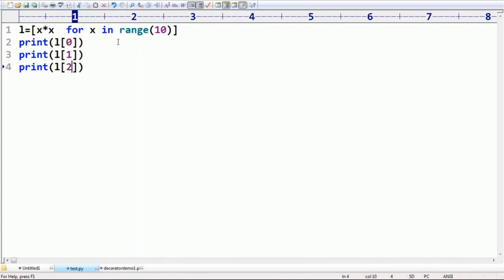How many elements are there in this list? 10 elements, 0 to 9. Squares of 0 to 9 by default will be there.